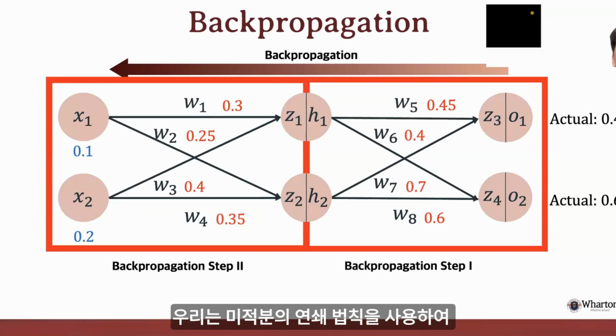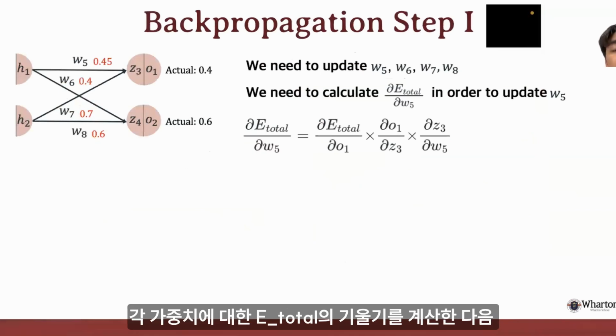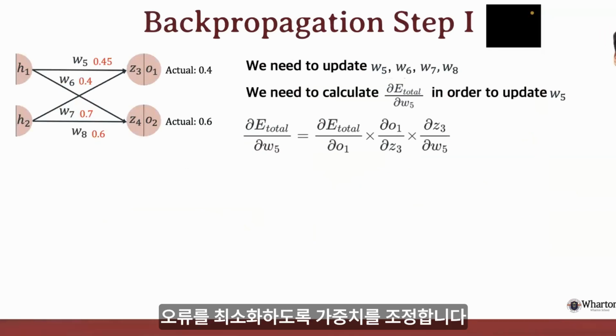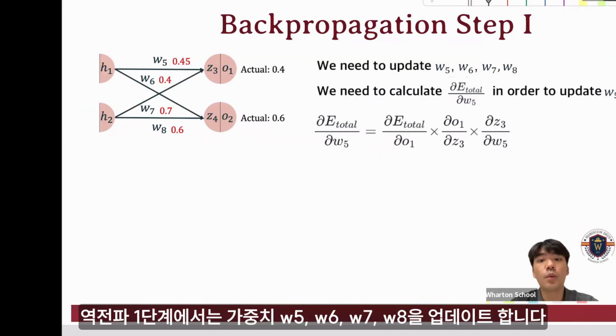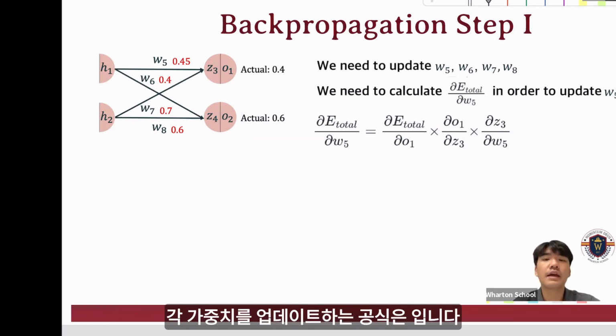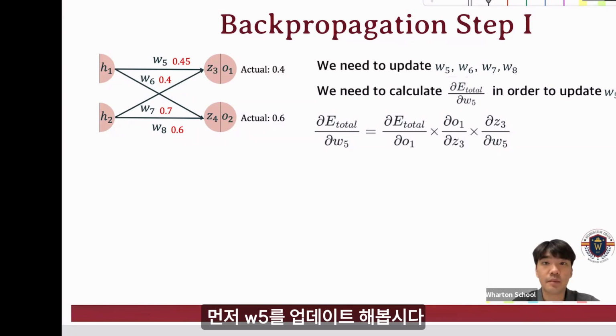We use the chain rule from calculus to calculate the gradients of E total with respect to each weight, and then adjust the weights to minimize the error. In backpropagation step 1, we need to update weights W5, W6, W7, and W8. This process is the same for each weight, so let's start with updating W5.